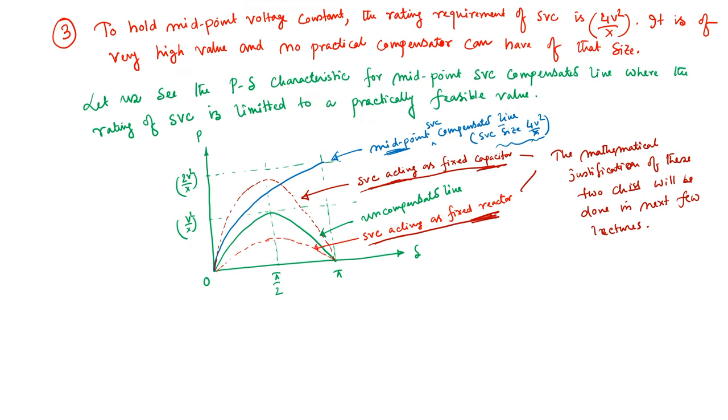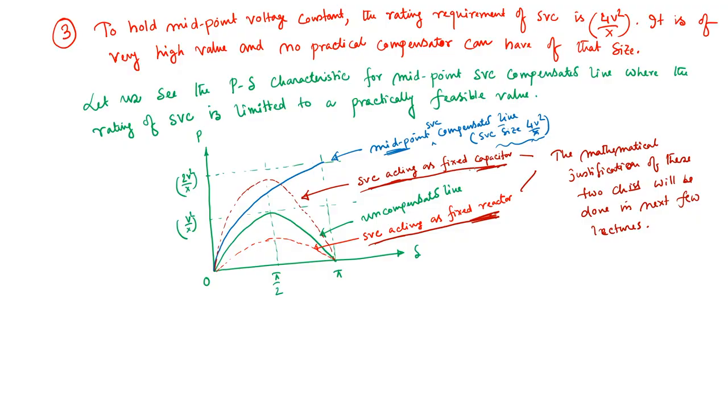If you remember my discussion of midpoint compensation with a numerical example, what will actually happen is that for a midpoint compensated line with a finite or practically feasible size of the SVC, the actual characteristics will follow this characteristic till this point when it hits the limit, and beyond that it will follow the characteristics of the fixed capacitor. So, the actual plot of the P-delta characteristics will be like this, this and this.